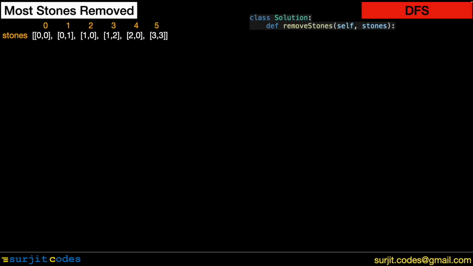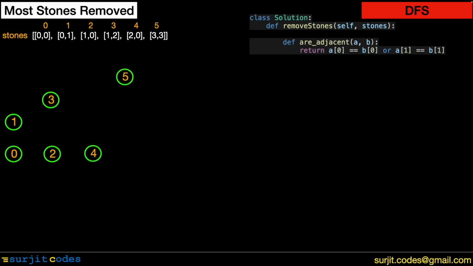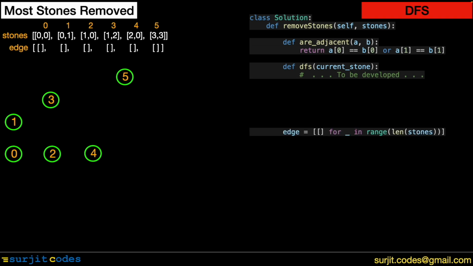There are 6 stones numbered 0 to 5. We are given their coordinates. Each stone will become a node in the graph. Their graph looks like this. The pair of stones connected by a vertical or a horizontal line are adjacent. Before we define the DFS function, let us set up the edge list for the graph.